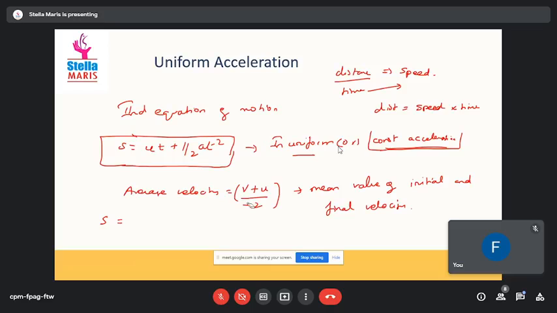When we are dealing with constant acceleration, we have only the average velocity. So the average velocity is (v plus u) by 2, into time. Time is in seconds, that is t. Do you understand how this comes? s is equal to (u plus v) by 2 into t.